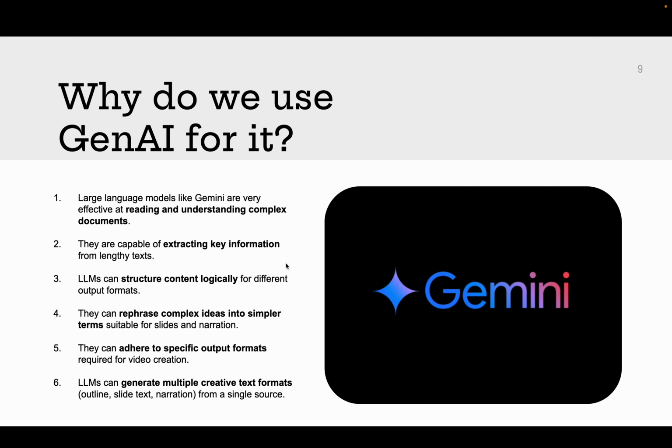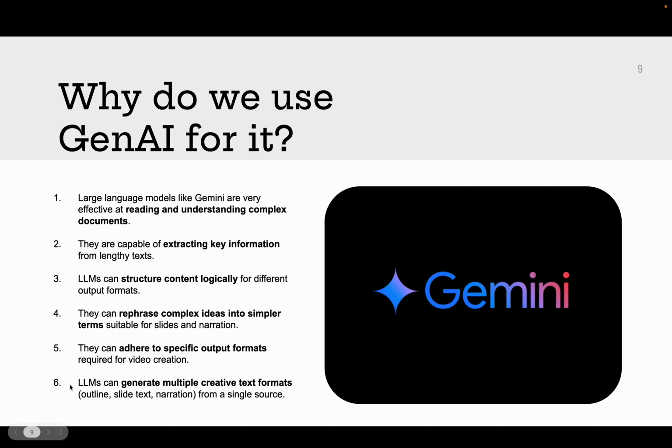And then LLMs can structure content logically in different formats, for example, JSON, which we will use. They can take complex ideas and make them in simpler terms for people that maybe don't understand very well how it's formulated in the paper.